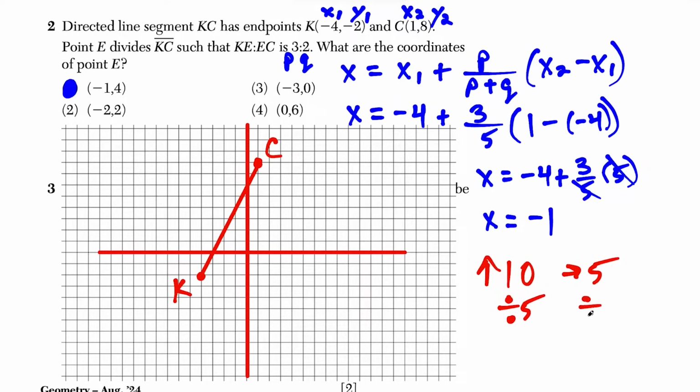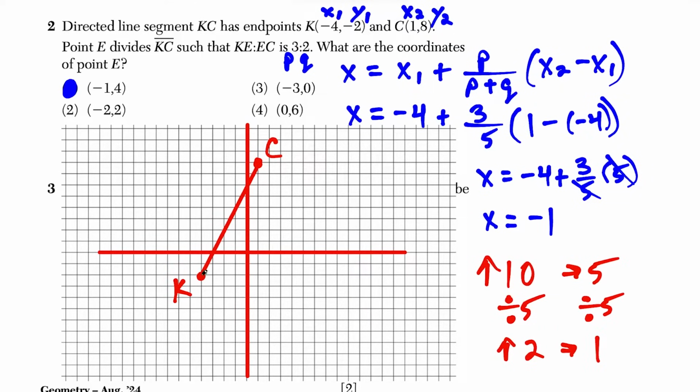The reason I'm dividing by 5 is that if we have a ratio of 3 to 2, that's 3 equal parts to 2 equal parts, but that's a total of 5 equal parts. So if I divide each of these pieces by 5, now I'm going to be thinking, let's go up 10 divided by 5 is 2, and go over 5 divided by 5 is 1.